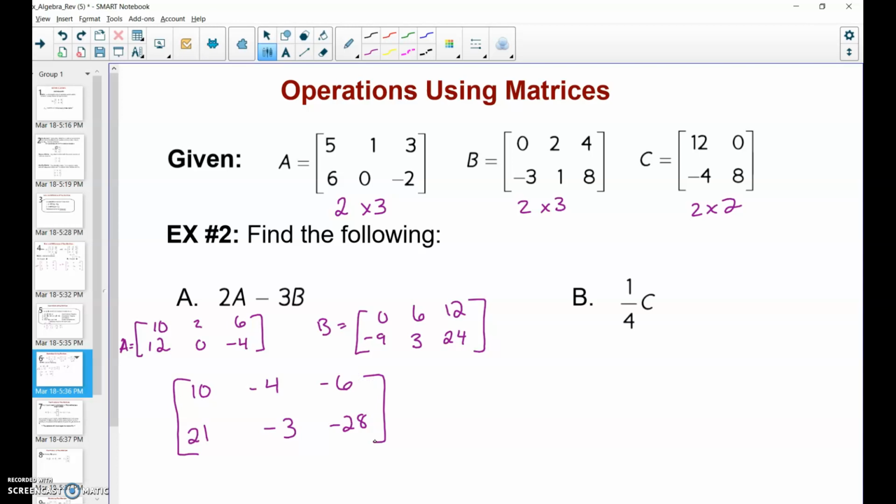For problem B, we're multiplying matrix C by 1/4. So what you're doing, multiplying by 1/4, is the same as dividing everything by 4. So your new matrix is 12 times 1/4, or 12 divided by 4 is 3, 0, -1, and 2. And that's it.